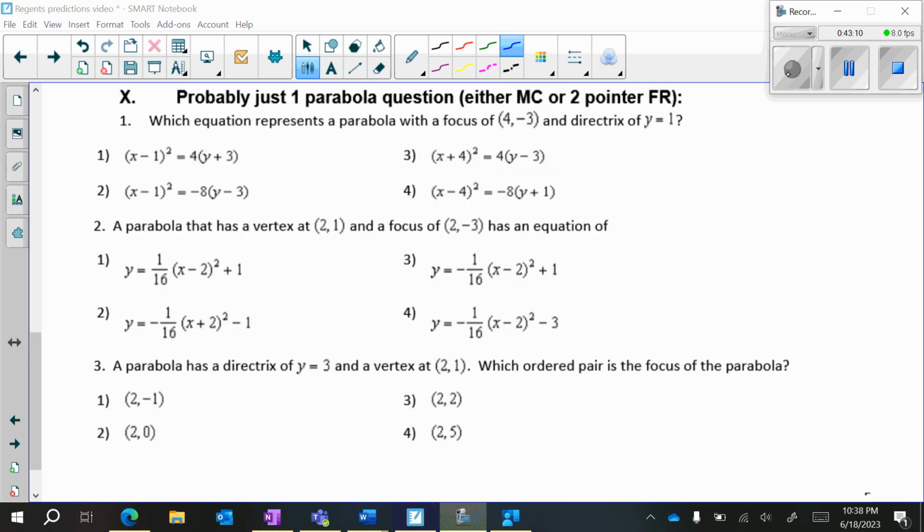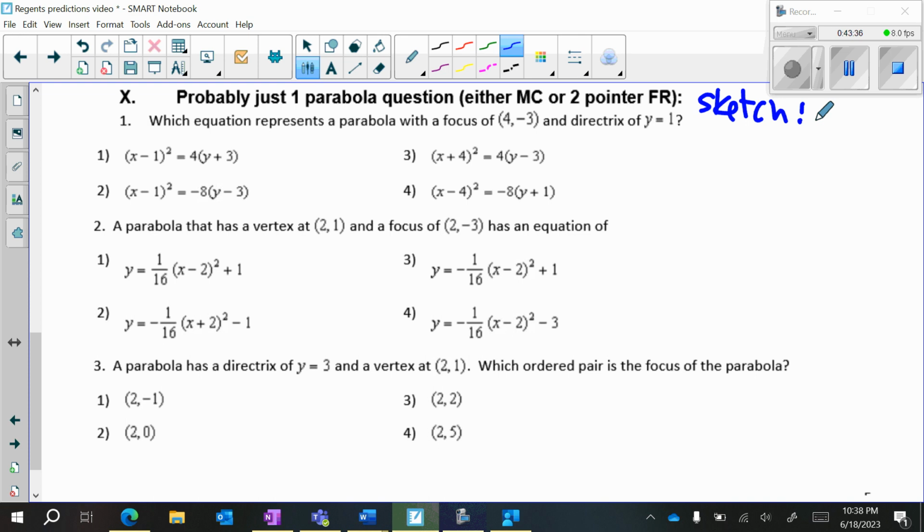Now, don't quote me on this, but I only predict you're going to have one parabola question. So I think you're either going to have one multiple choice or one quick two-pointer. That's what I predict. So if you are very bad at this topic, the good news is you're only going to lose 2 points. But my best advice is always sketch whatever you can, because if you don't sketch, how are you really going to visualize this, right, people?